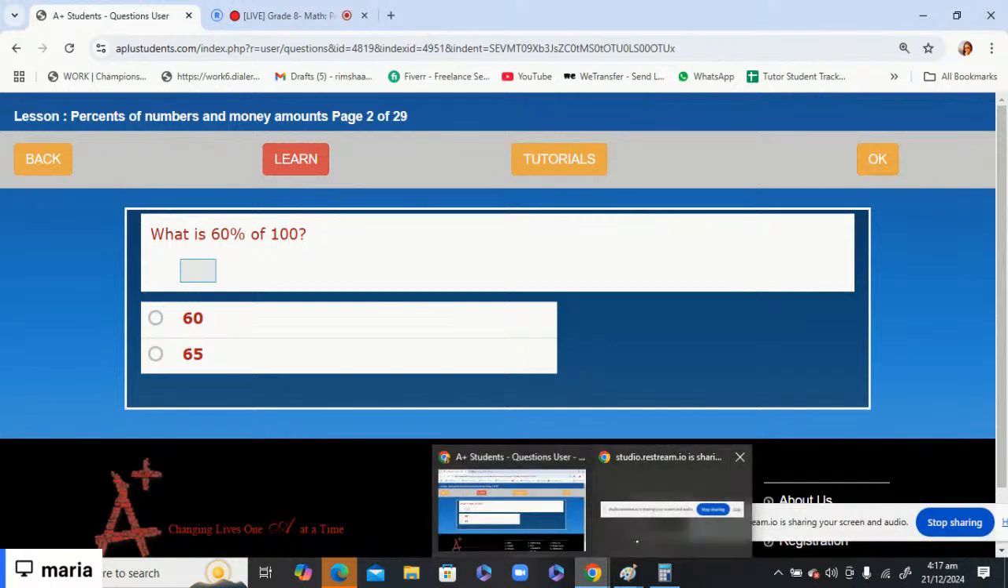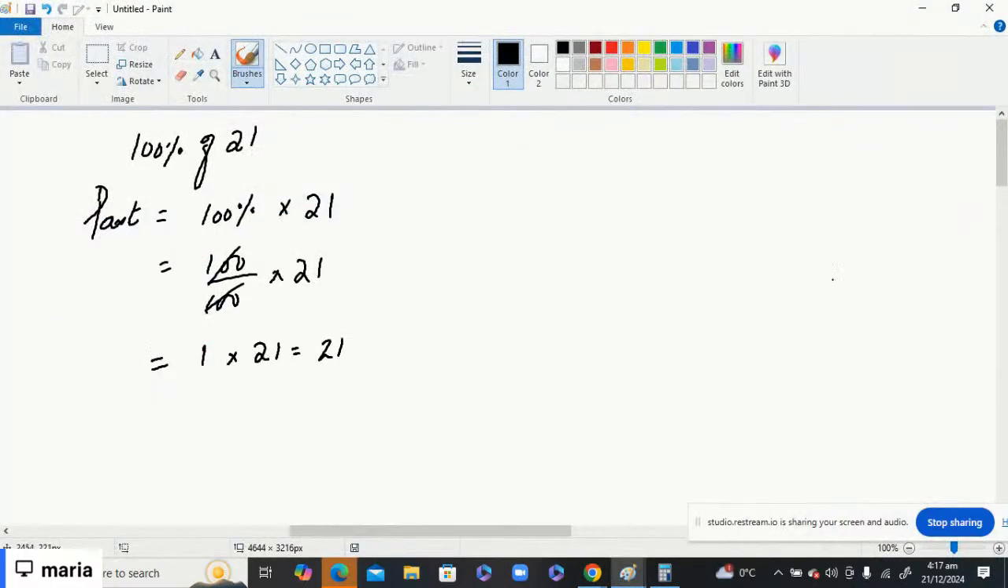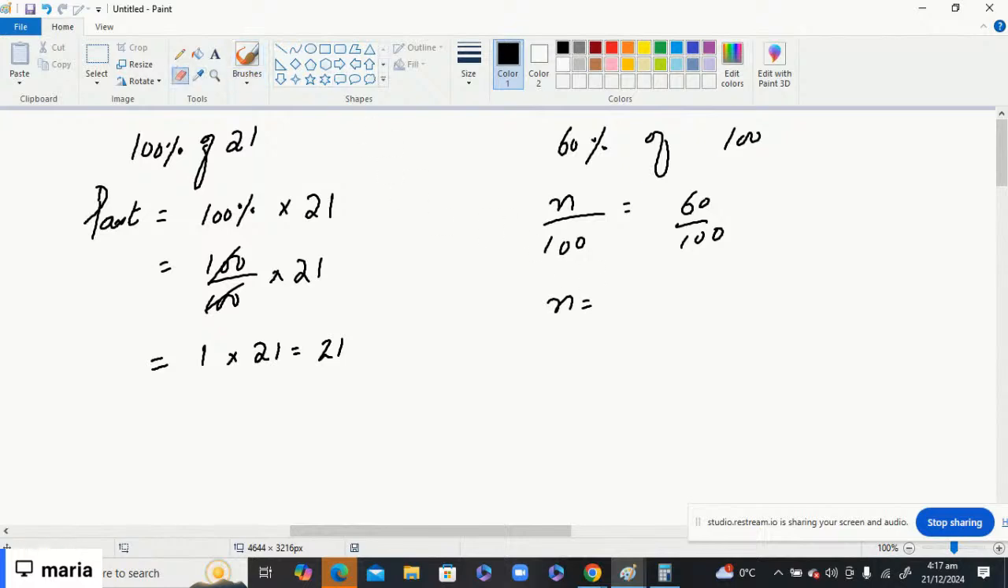What is 60% of 100? Okay. So let's finding it out. 60% of 100. Let's do the next other method. Part is not given, whole is given, which is 100. That is equals to 60 over 100. N is equals to n times 100. N is equals to 60 times 100 over 100. This and this should be cancelled, and here is the 60. Okay.